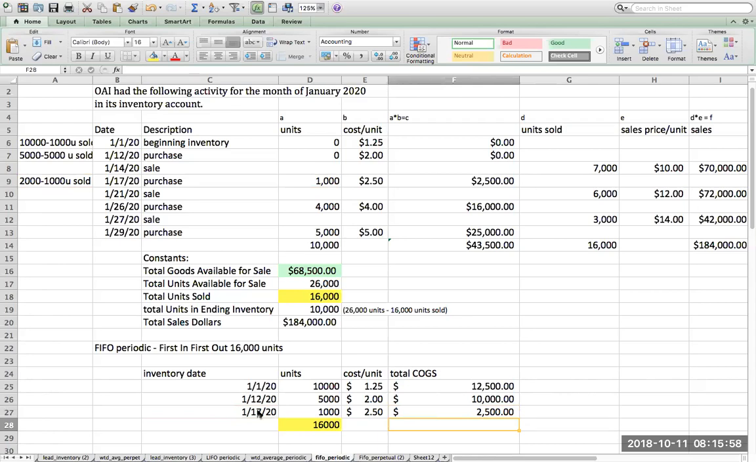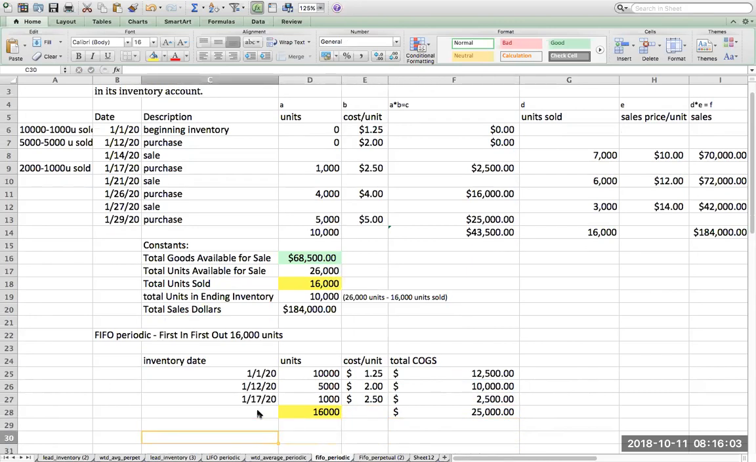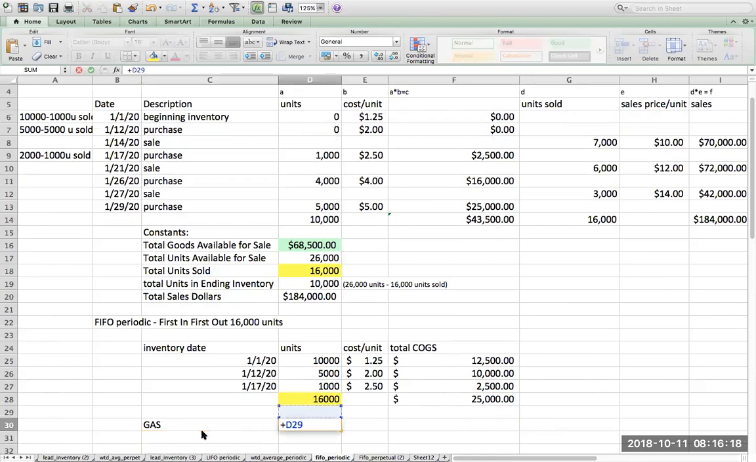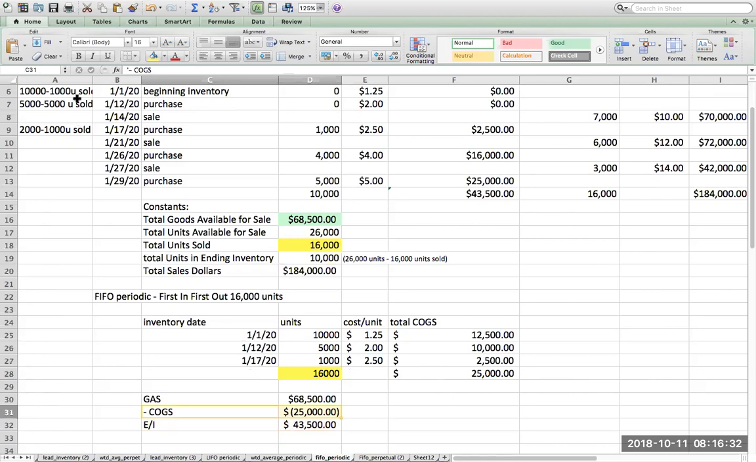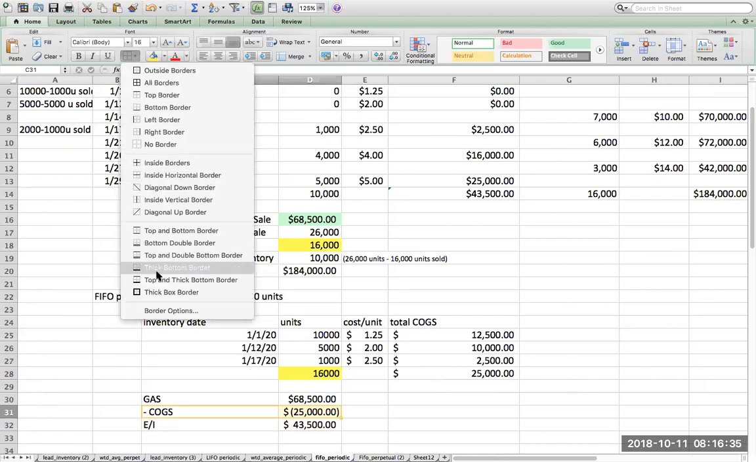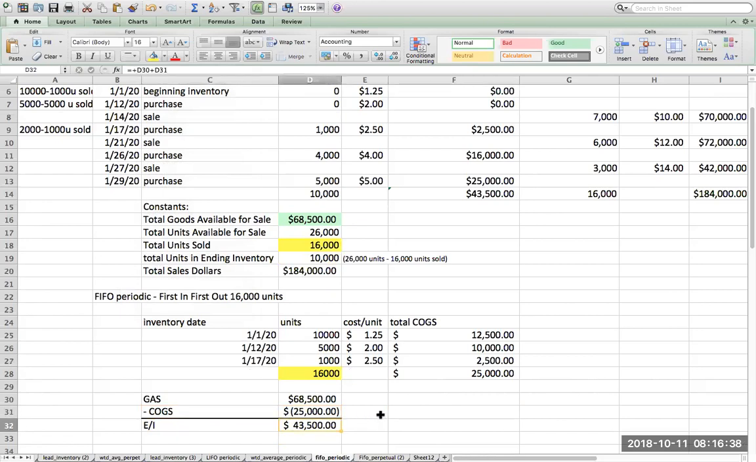So now what I do, similar to my other methods, is add up my total cost of goods sold. Then I'm going to say, okay, how do I figure my ending inventory? Once I have cost of goods sold, I can figure out my ending inventory. I'm going to take my goods available for sale, or 68,500, minus my cost of goods sold, or 25,000. This will give me my ending inventory of 43,500. So this is my ending inventory.